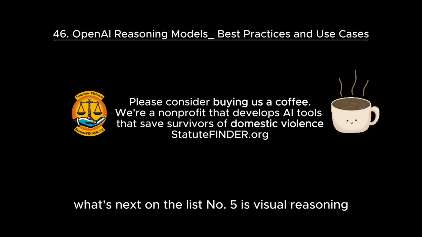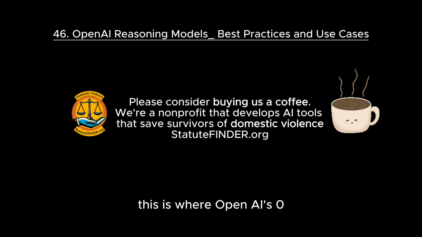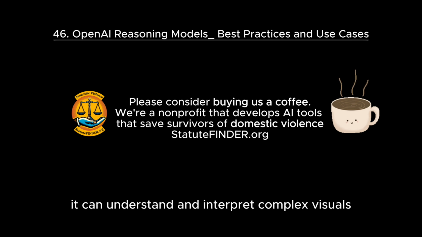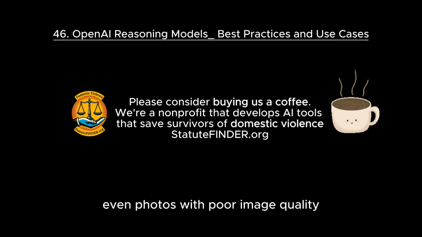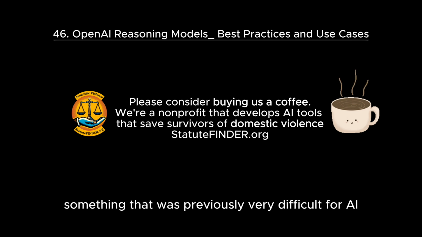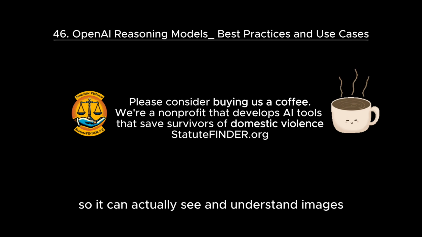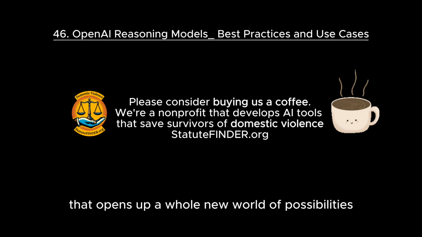Number 5 is visual reasoning. This is where OpenAI's O1 model really stands out. It can understand and interpret complex visuals like charts, diagrams, even photos with poor image quality, something that was previously very difficult for AI models. Wait, so it can actually see and understand images? That opens up a whole new world of possibilities.